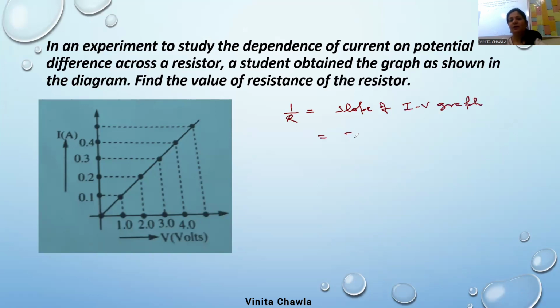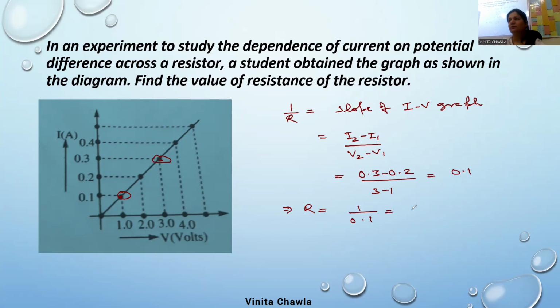It's I2 minus I1 upon V2 minus V1. Right? Steps like this one. Consider any 2 points here. Let's consider this point and this point. So it's 0.3 minus 0.2, and in the denominator we have 3 minus 1. So it's 0.1. This implies R is equal to 1 upon 0.1, which is 10.